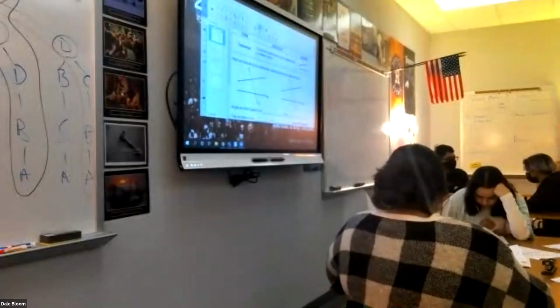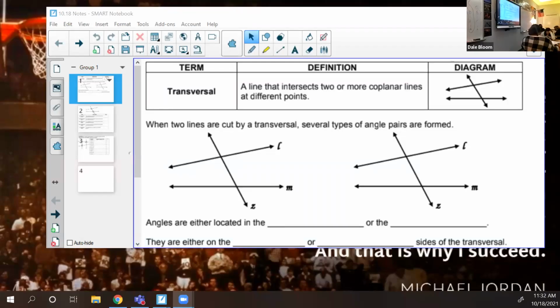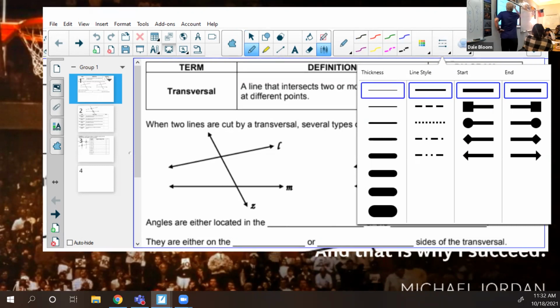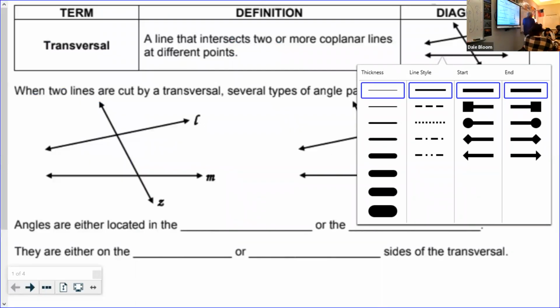No, no, there's. All right. So this is what your notes look like? Look at my skinny lines. All right, I'm ready. Are you ready?